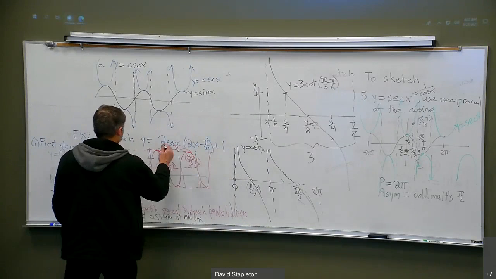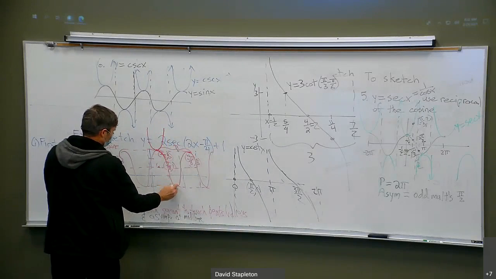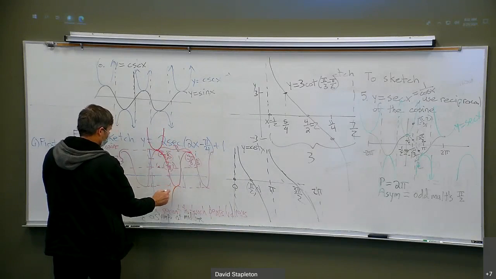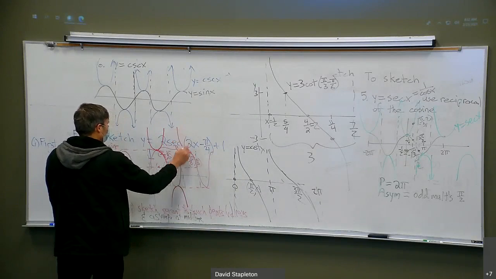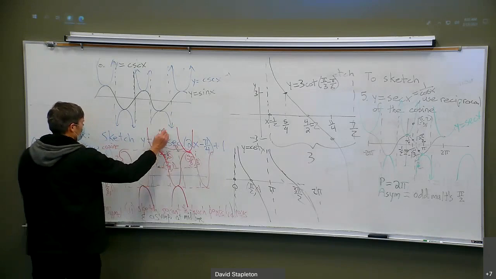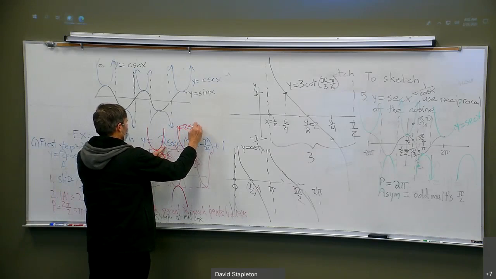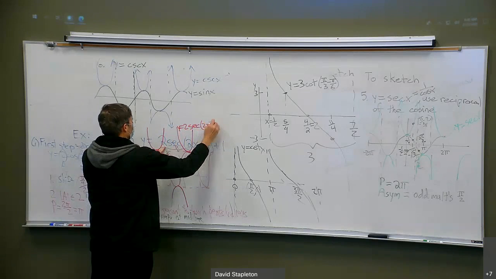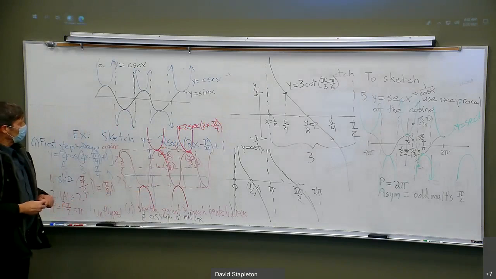Secant: U shape up, U shape down, between the asymptotes. And here is y equals the corresponding secant, same letters, 2 secant, 2x minus pi over 4. And that's all you have to do to sketch secant and cosecant.